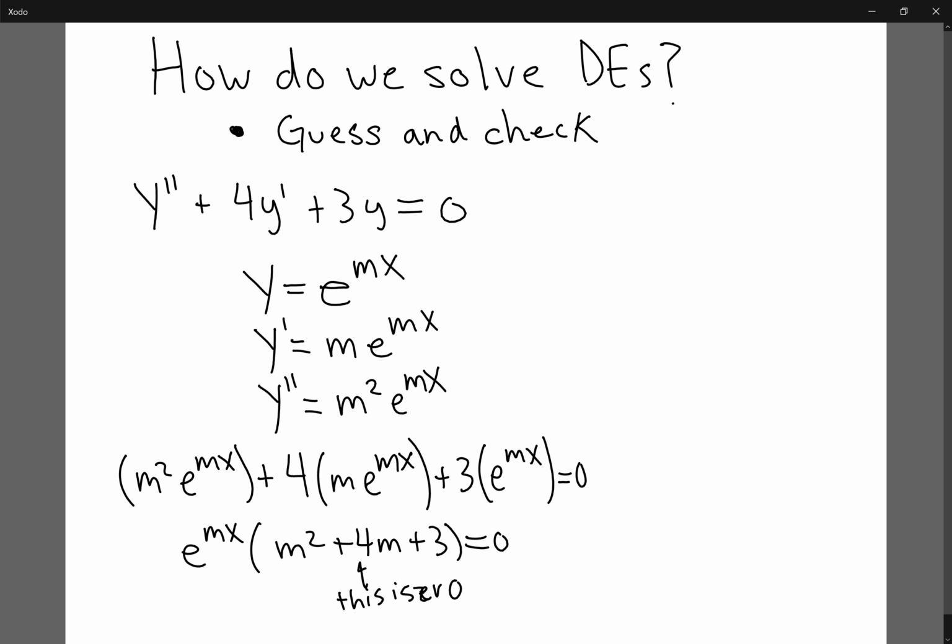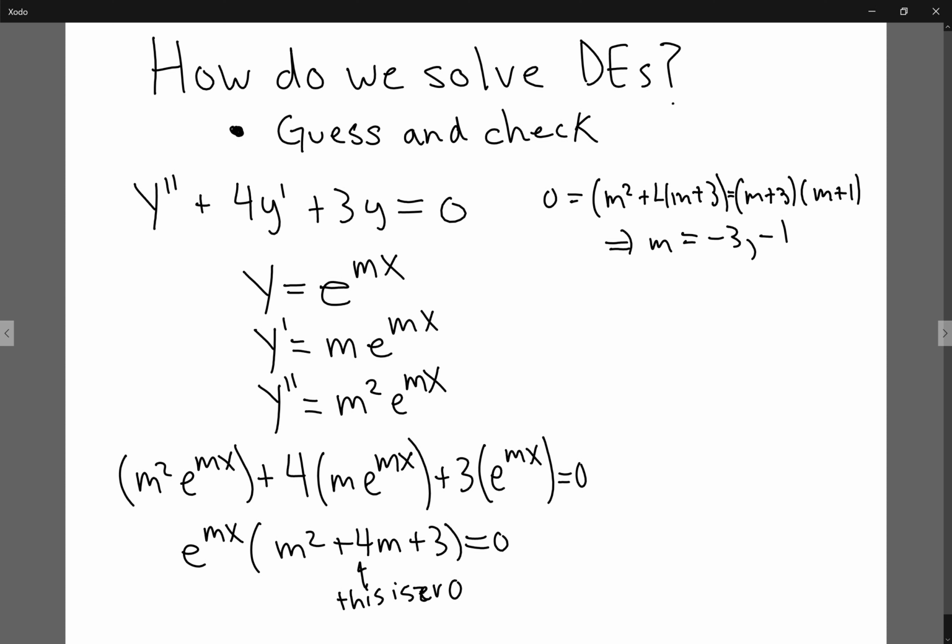And that gives us some choices. Let's see. We could either use a quadratic formula to figure out for what values of m that's 0, or we could just factor. In this case, it's easy enough to see that that's just m plus 3 times m plus 1. And so that's 0 when m equals -3 or -1.